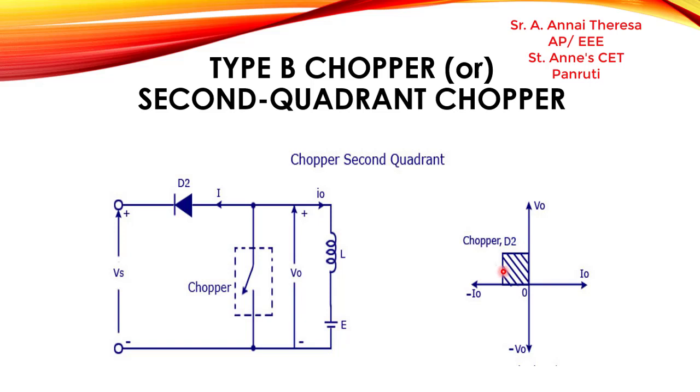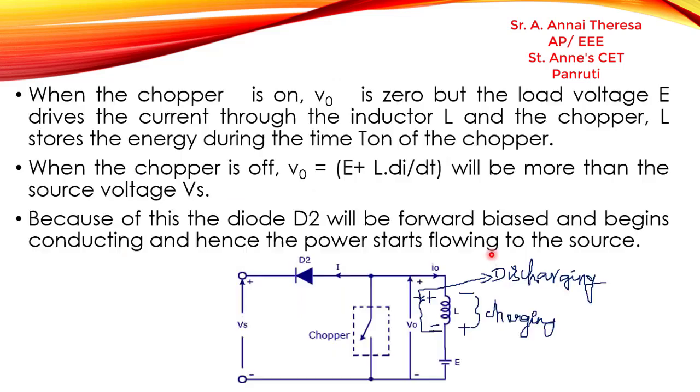So what is the second quadrant? The output voltage is positive and the output current is negative. So we must understand how the output voltage is positive and how the output current is negative. I will explain in the forthcoming slides. First we can see the working principle.